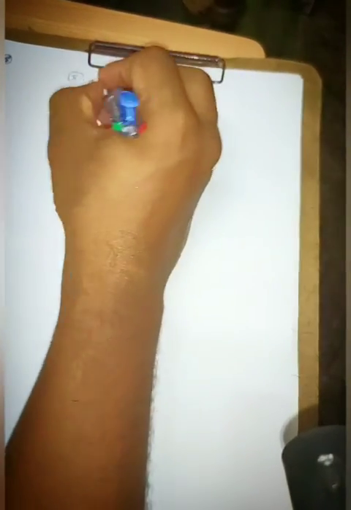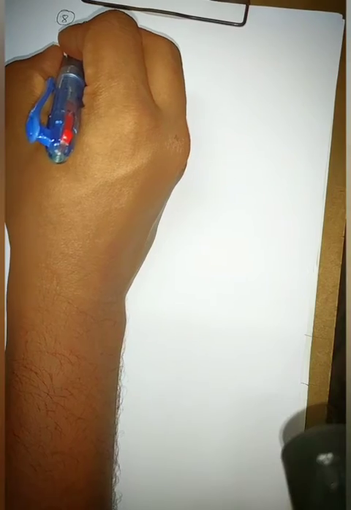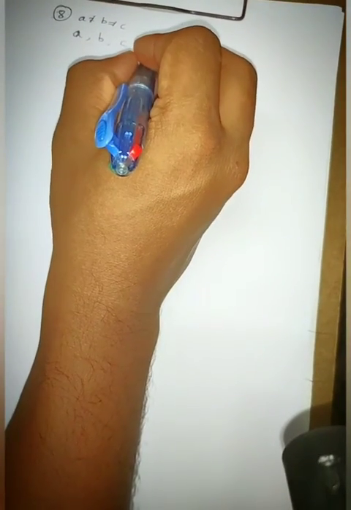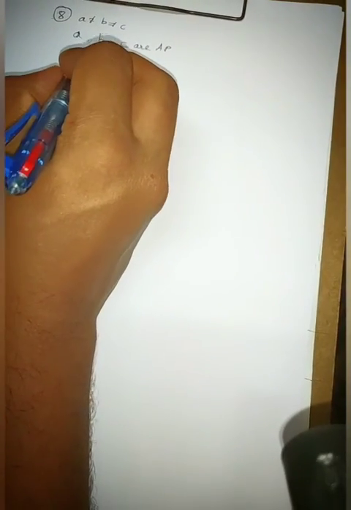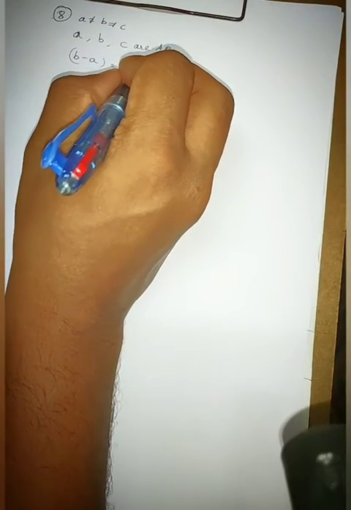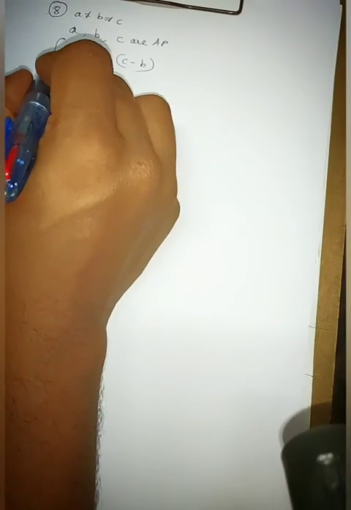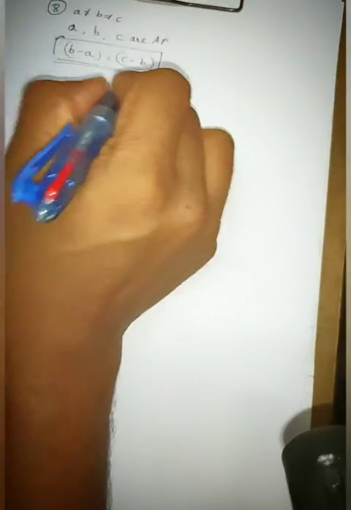Then they are in AP means the common difference between the terms is equal. So A, B, C are in AP. Let me make use of this condition, and I can say that B minus A, that is the second term minus the first term, is equal to the third term minus the second term. So I can say that B minus A is equal to C minus B.